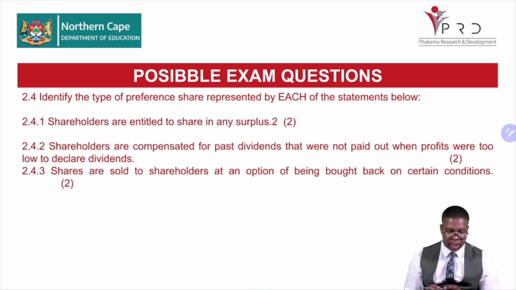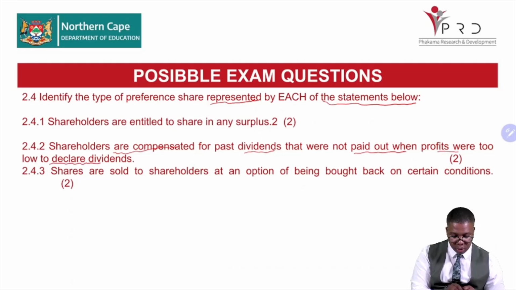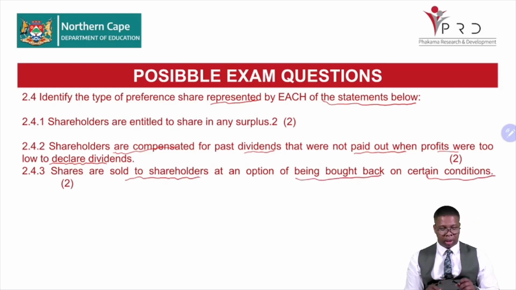Then we proceed and look into the other types of questions. Here we are looking into identifying the types of preference shares represented by each statement below. 2.4.1 says to you now, shareholders are entitled to share in any surplus profits. And then 2.4.2 says, shareholders are compensated for past dividends that were not paid out when profits were low to declare dividends. And then 2.4.3 says shares are sold to shareholders at an option of being bought back on certain conditions. So these are the 3 types of preference shares.